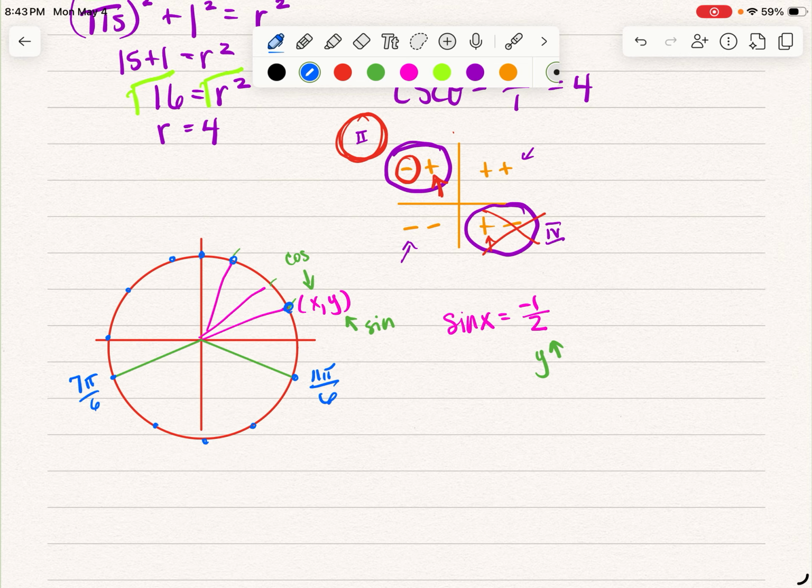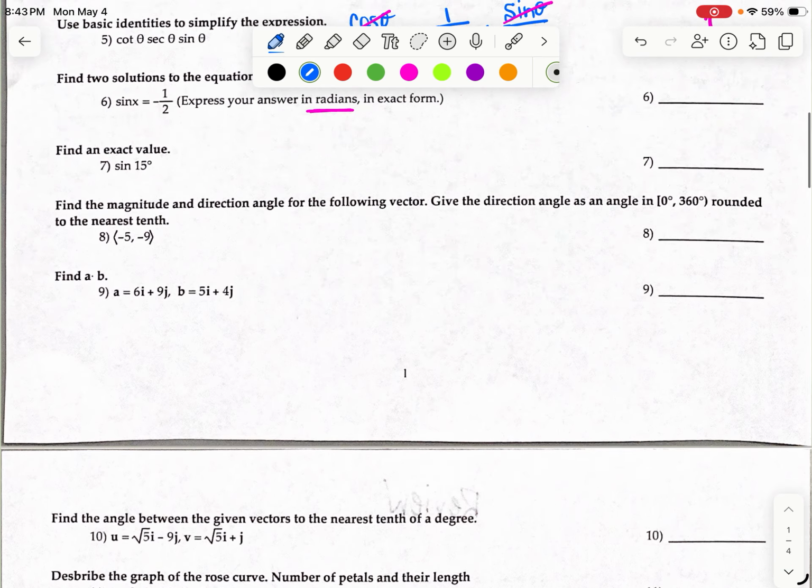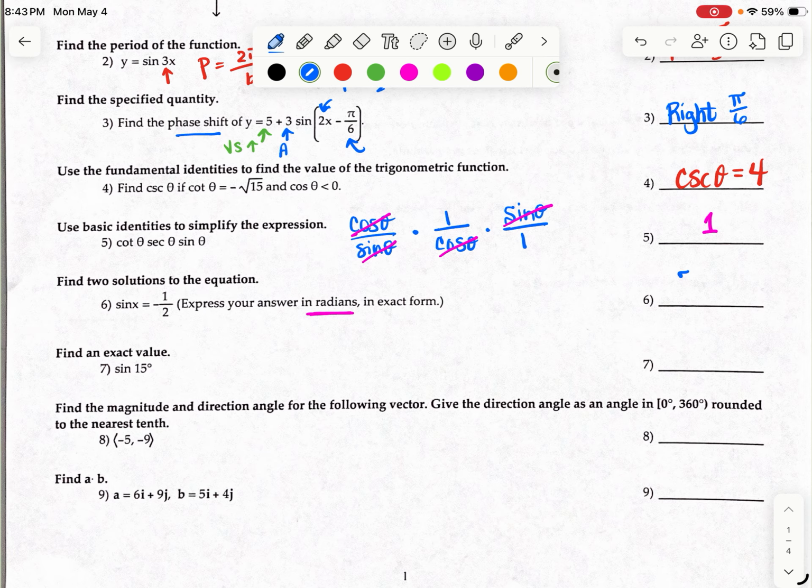So those are your answers. If you look at those two, you'll see that their y coordinates are -1/2. So that's really all you have to do on this problem: whatever value of sine or cosine, use your reference circle and see where those two values are. So 7 pi over 6 and 11 pi over 6. That's beautiful. There we go.